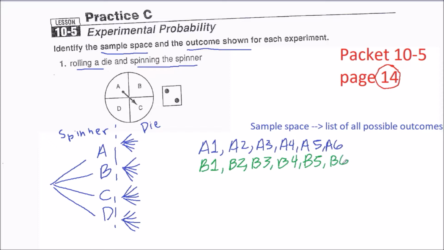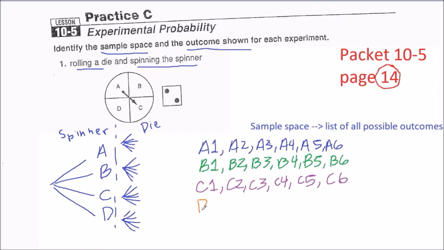And that's it. That's all that can happen if we get B on the spinner. But what if we didn't get B on the spinner? What if we got C on the spinner? Well, we could get a C and a 1, C and a 2, C3, C4, C5, and C6. But what if we didn't get C on the spinner? What if we got D instead?